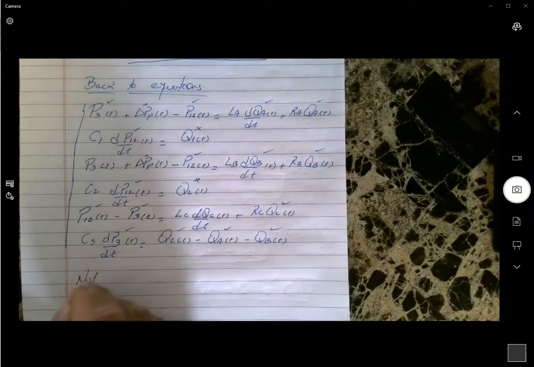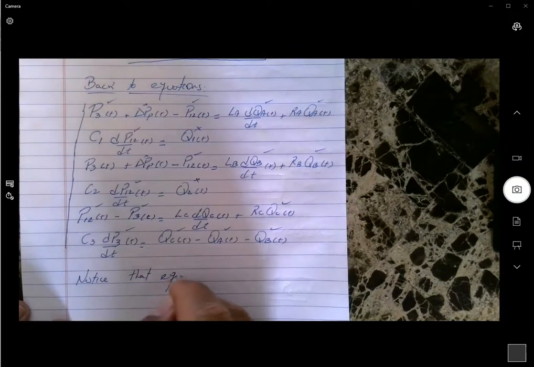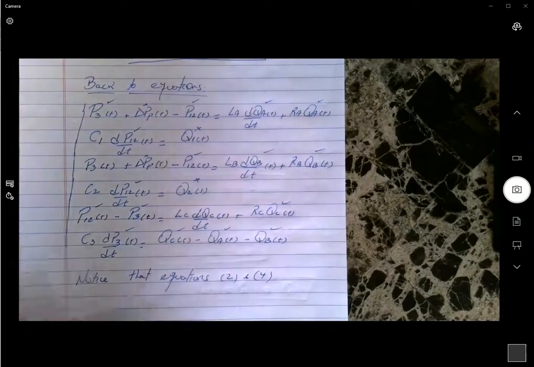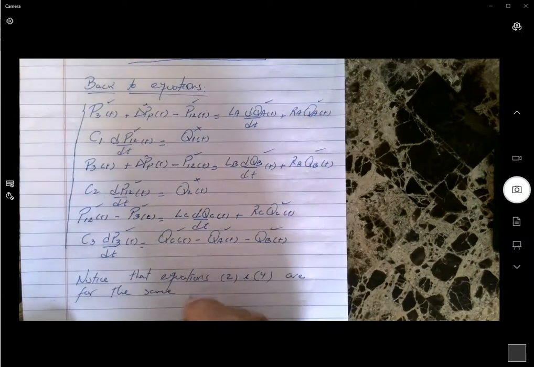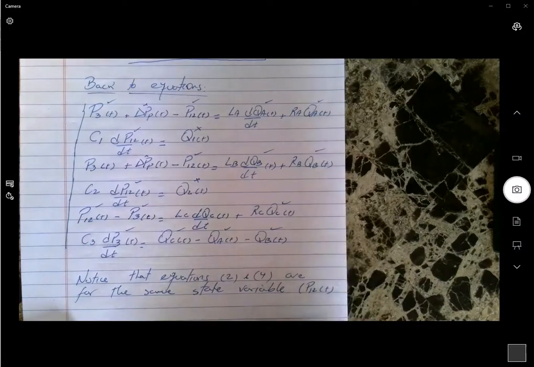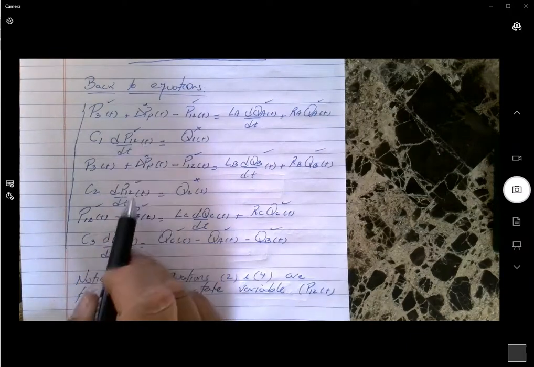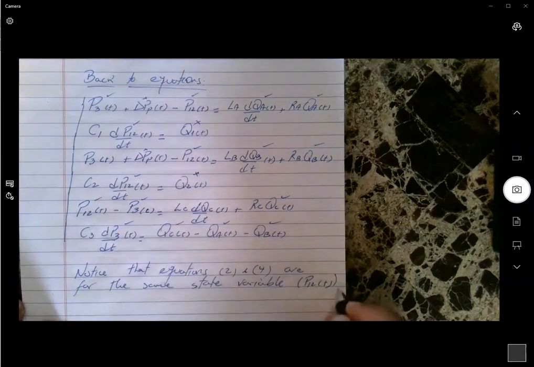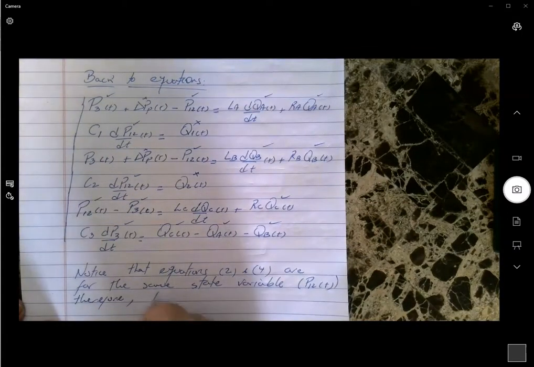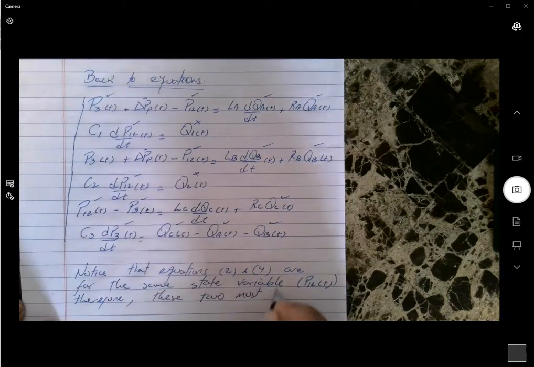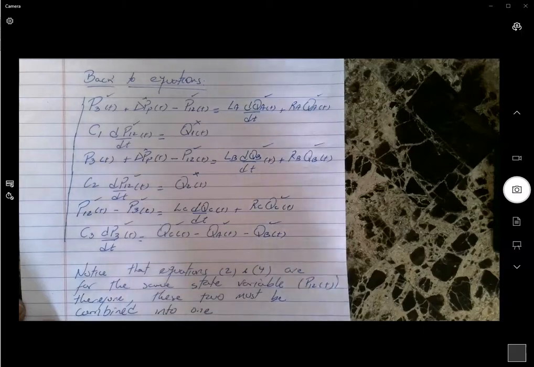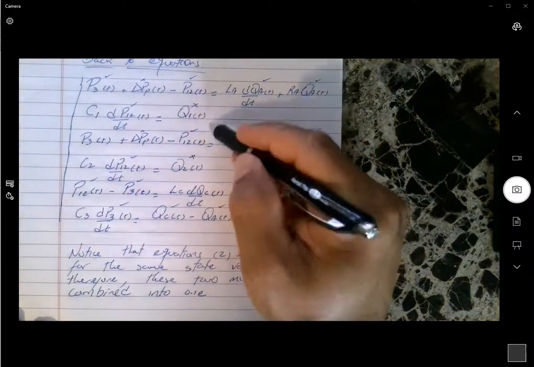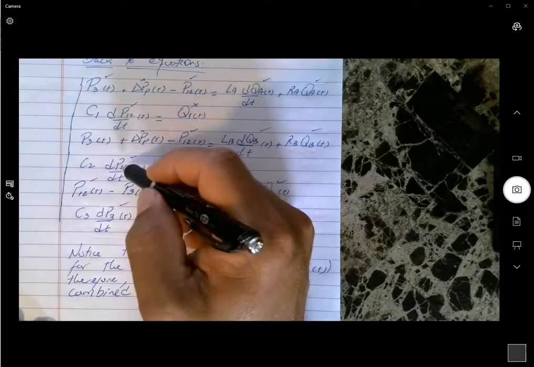So notice that equations 2 and 4 are for the same state variable. That's P12. Essentially, this is an equation of the same variable, P12, so we can collapse it into one. Therefore, these two must be combined into one. So we have to combine equation 2 and equation 4 into a single equation because they're for the same state variable. One easy way to do this is to add them up.